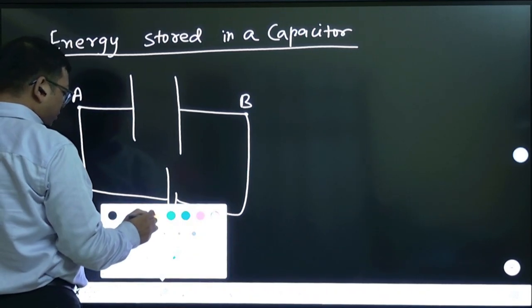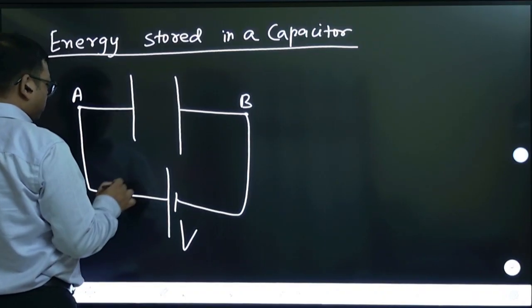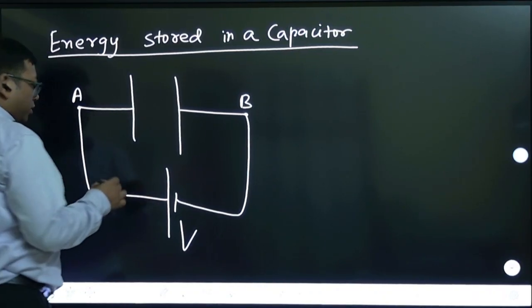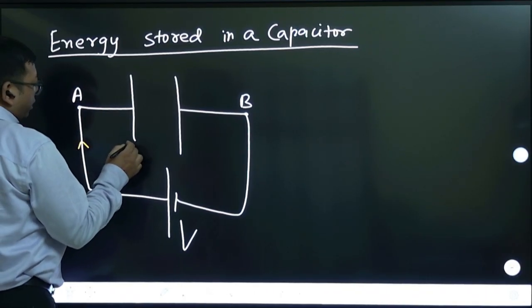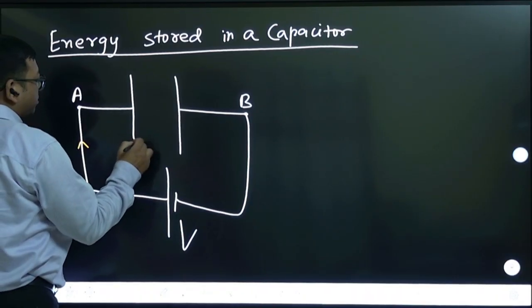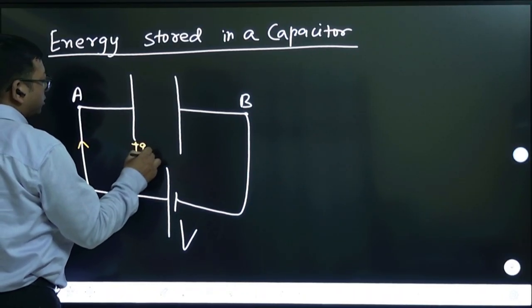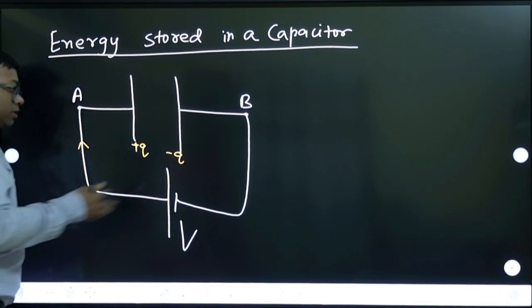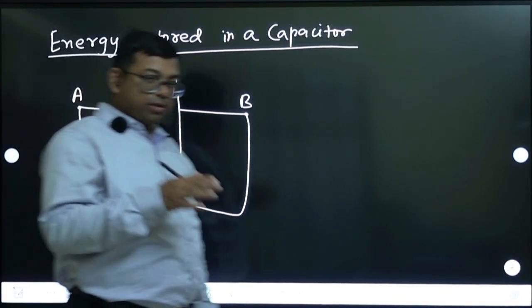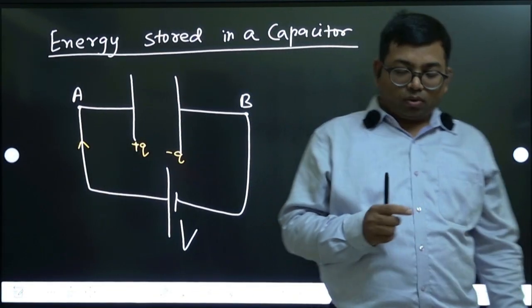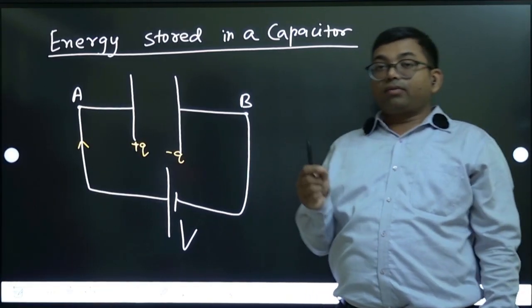Now what happens is that as soon as you connect it, it will take some time to charge, and let us say that charge is building, and initially charge was 0. After some time here positive charge plus small q, minus small q, charge is building up. Finally charge will become maximum. After that it will not get charge. So this is called charging of a capacitor.